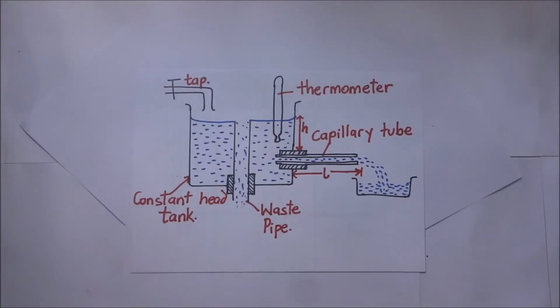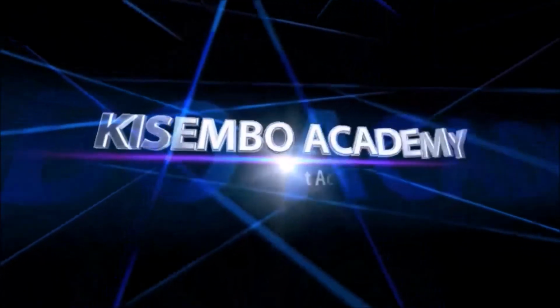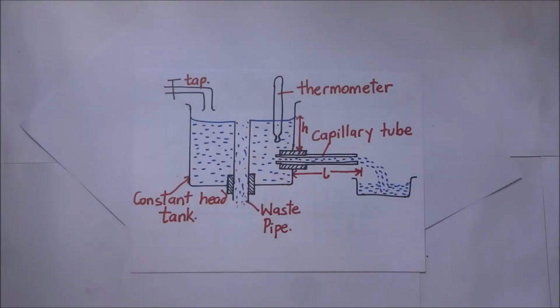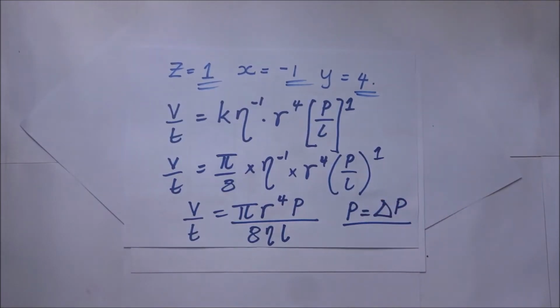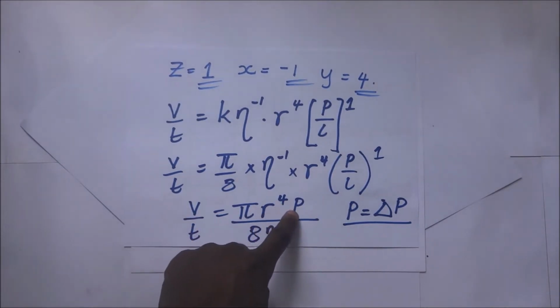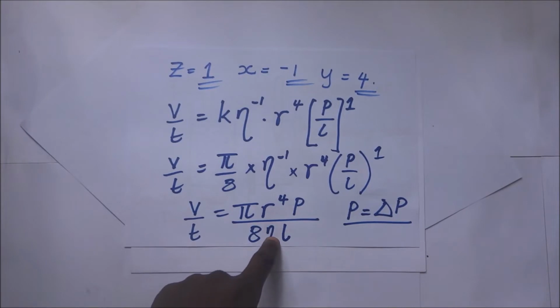Experiment to determine the coefficient of viscosity using Poiseuille's formula. So we're going to use Poiseuille's formula, a formula that we derived in our previous session, to find the coefficient of viscosity using this setup. Looking back at what we derived, the volume flow rate is given by pi r to the power 4 P divided by 8 times the coefficient of viscosity times L.